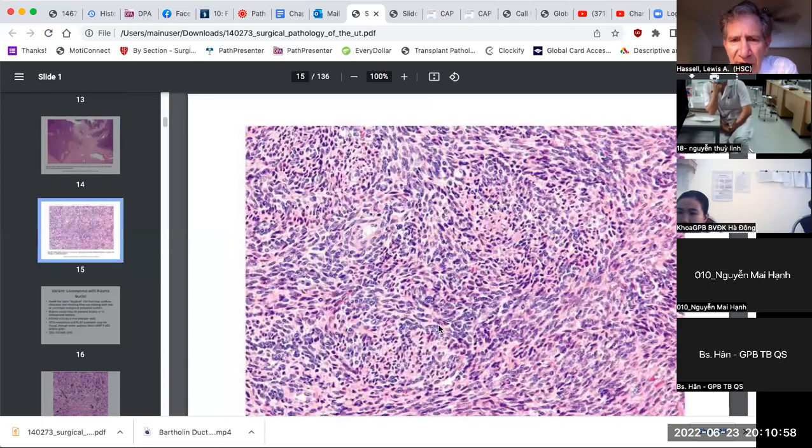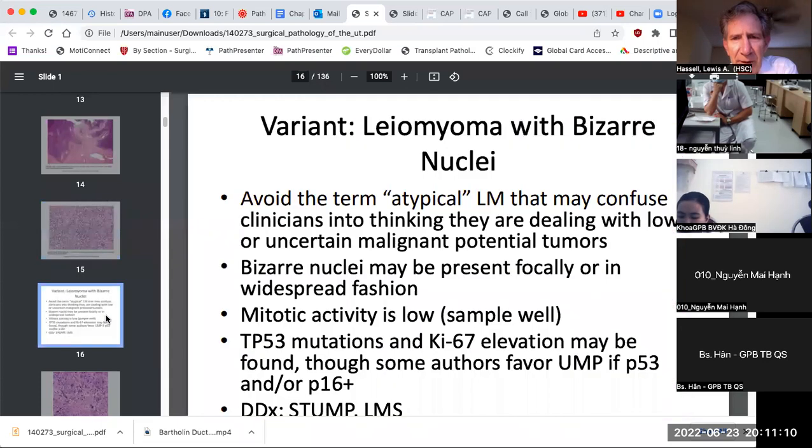Another example, here's some of the fascicular architecture that you see, sort of bundling or clustering of these tumor cells rather than the diffuse pattern. Okay, now one of the hard areas sometimes, both for clinicians and for us as pathologists, is when we get leiomyomas that have very atypical, very bizarre nuclei.